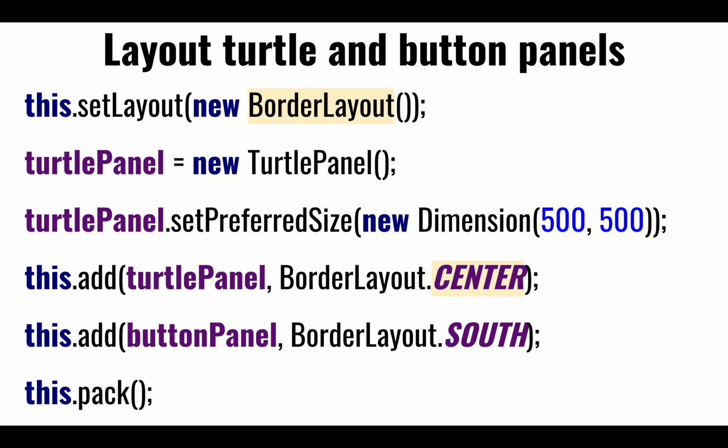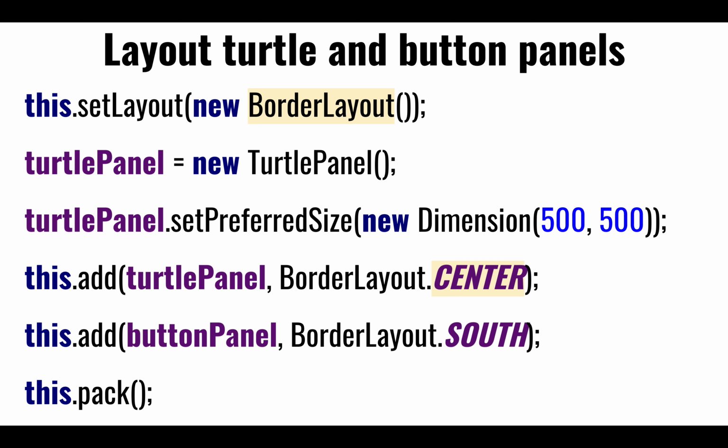So we set the layout of the JFrame to a border layout, and we instantiated the turtle panel. The turtle panel has all those methods for giving it the lines, for drawing the turtles and whatnot. And we put the turtle panel in the center. See that? So the center is like the big area of the screen, presumably where the main content is.